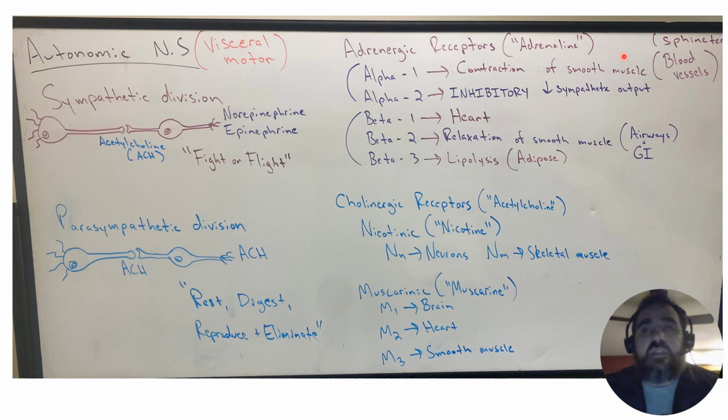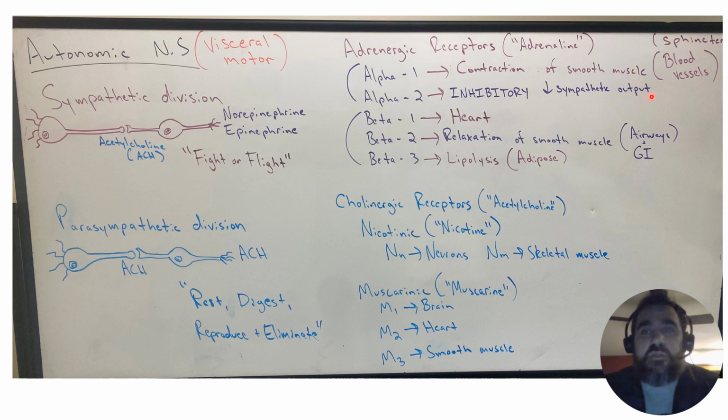So alpha receptors cause contraction of smooth muscle. This is something like the blood vessels in the peripheral vasculature, so that will cause vasoconstriction. Some drugs like alpha blockers, right, will cause vasodilation. So we even use those for urinary retention or people with BPH to increase blood flow.